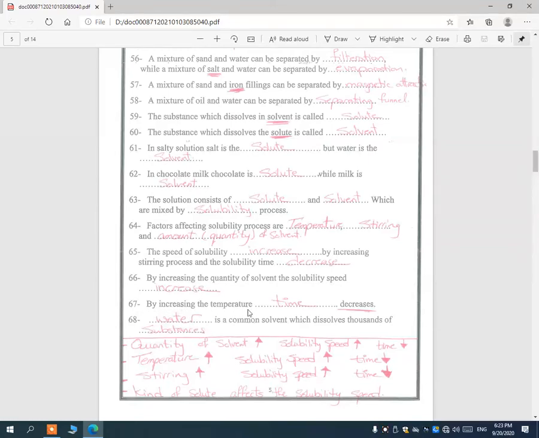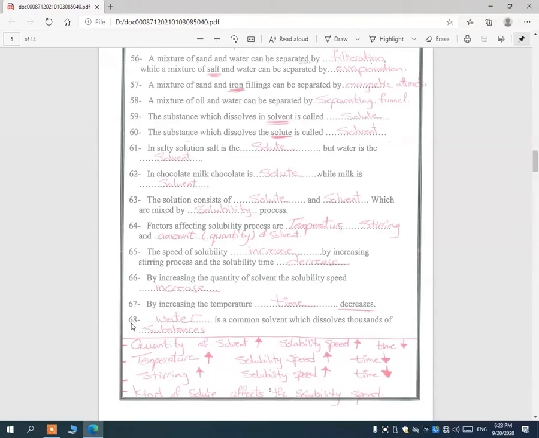67. By increasing the temperature, what will decrease? Of course, the time. The time is opposite to the temperature. By increasing the temperature, the time will decrease.